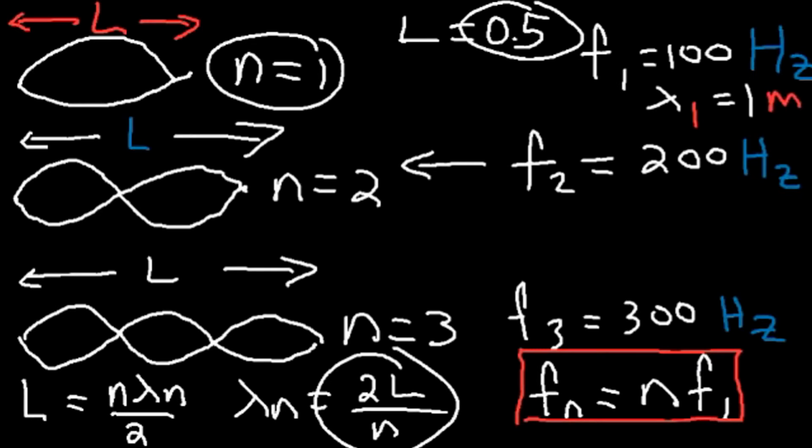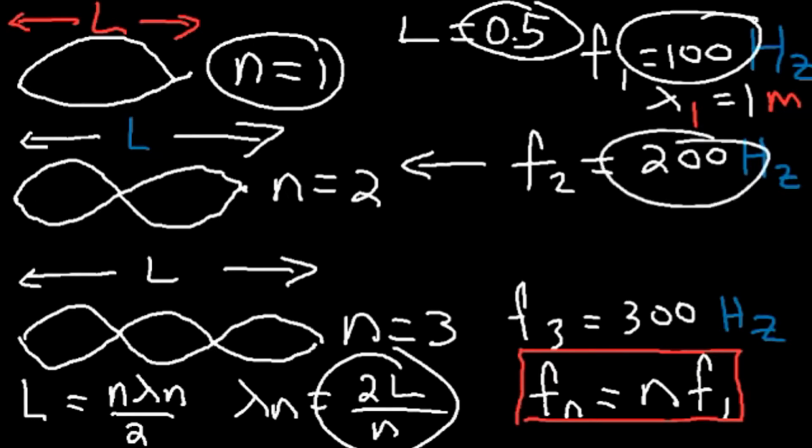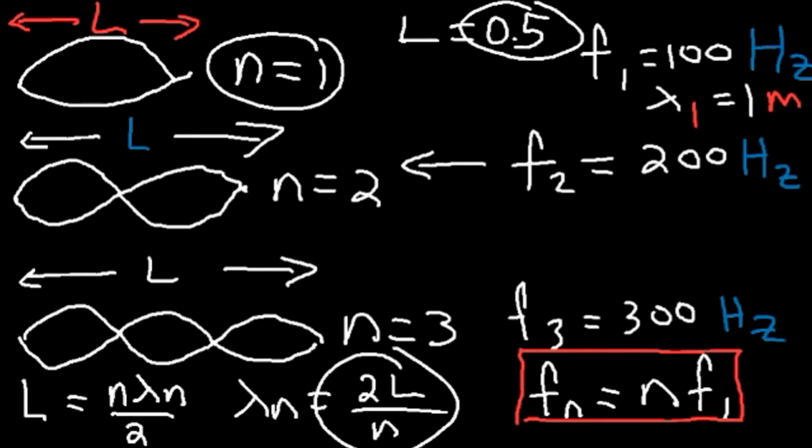So for the next one, we have 2 standing waves. Notice that the frequency increases in the following pattern. Originally, for F1, the wavelength is 1 meter. Now it will be 1/2 a meter for F2.